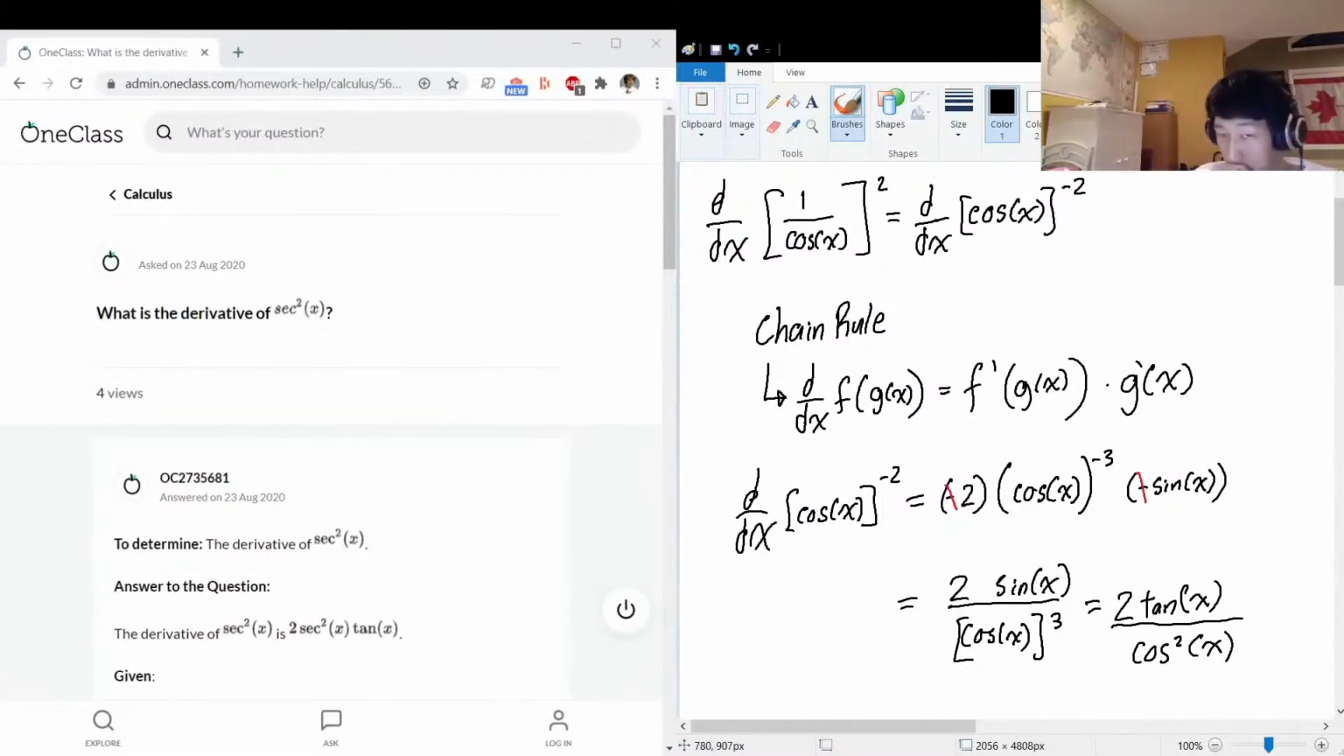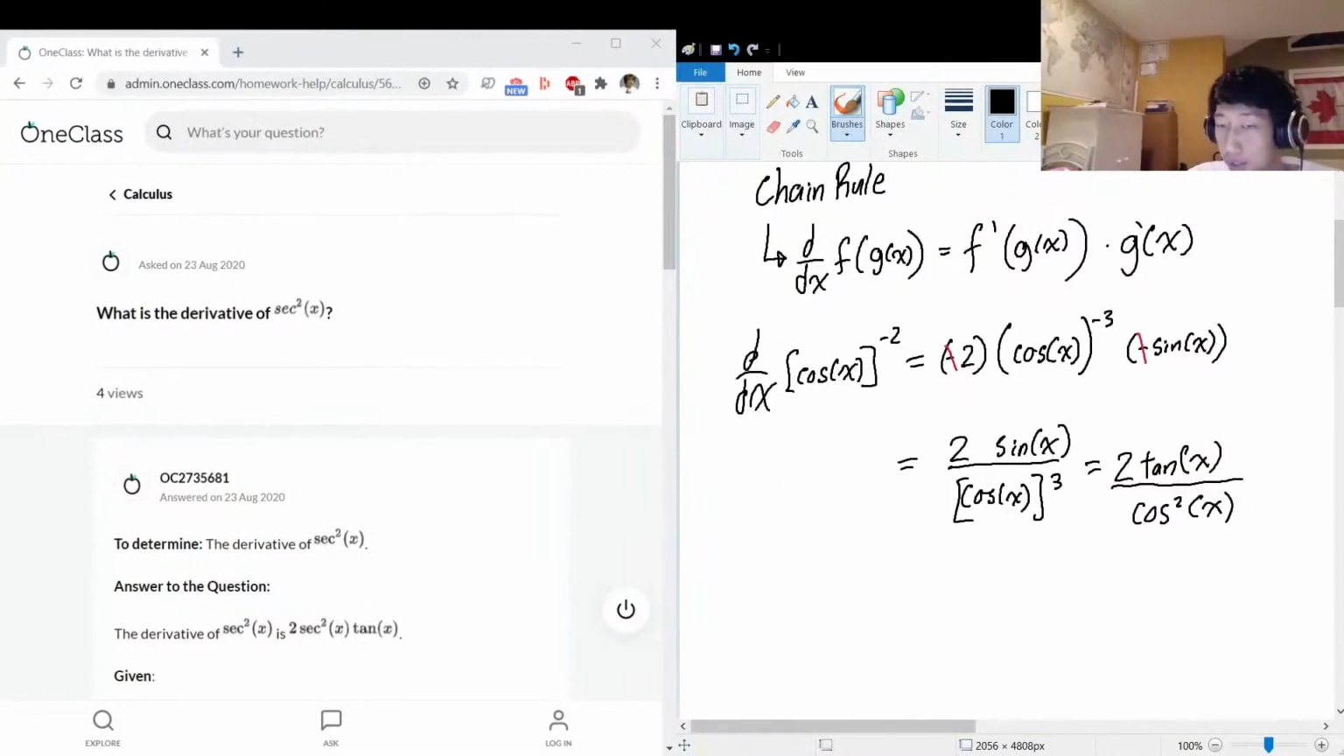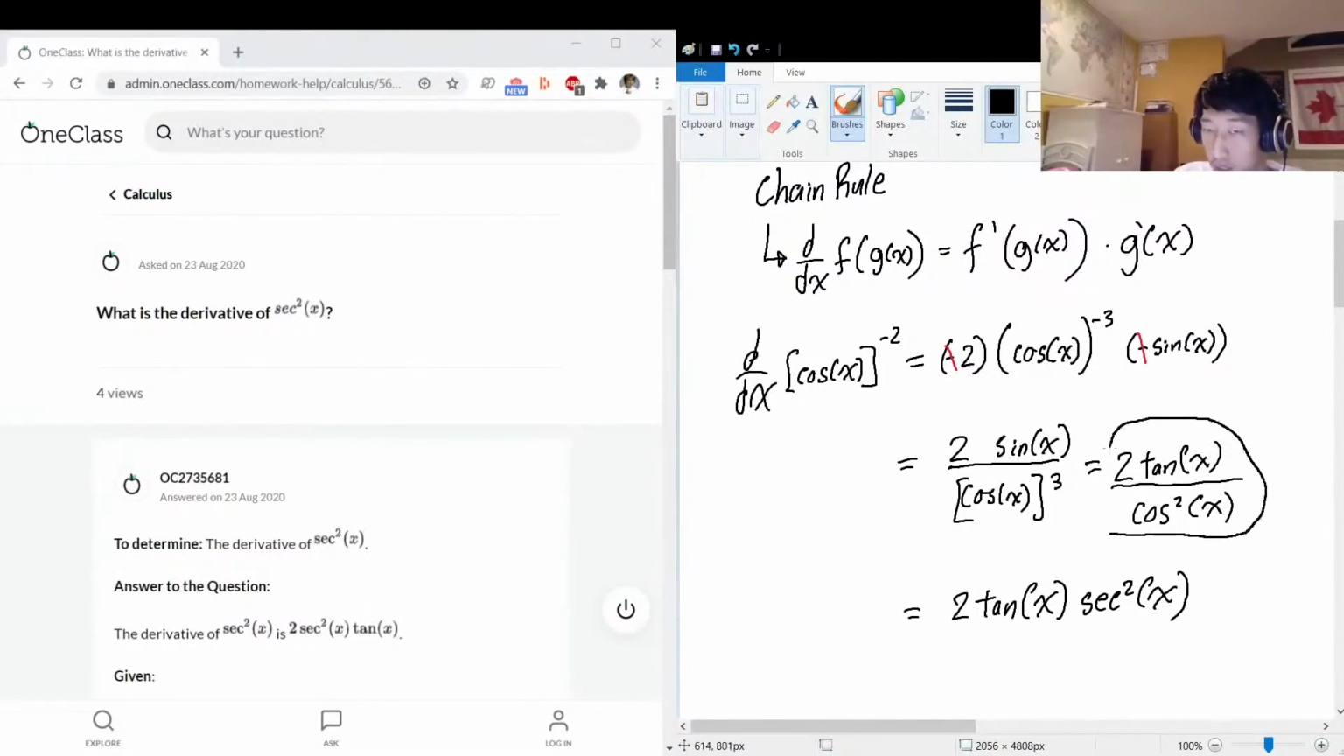Now let's say you do not want to see a cos squared of x at the bottom. Well, you can easily move that to the top by converting it into a secant. It equals 2 tan of x secant squared of x. But it's perfectly reasonable to leave your solution like this. That's perfectly reasonable, and this is perfectly reasonable. Okay, they mean the exact same thing. Type it in your calculator if you don't believe me.